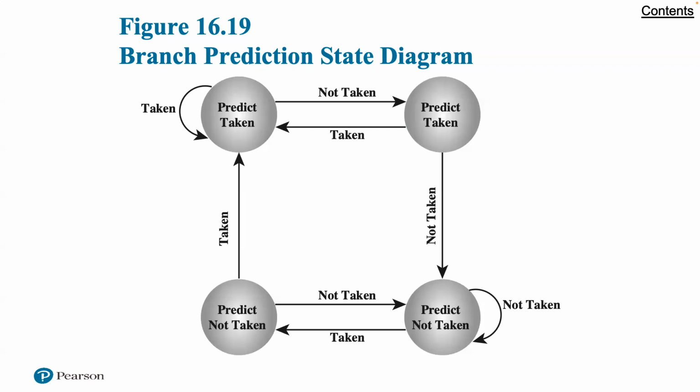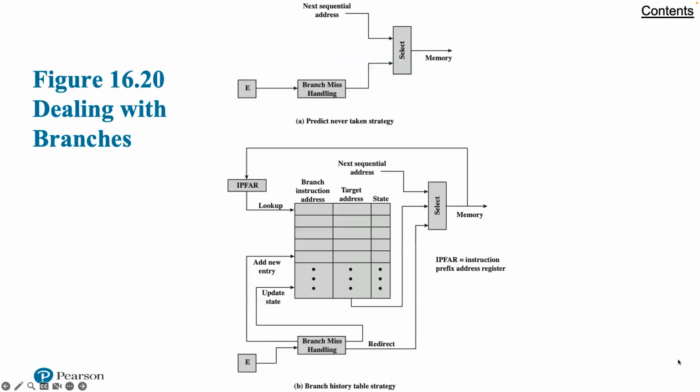Another possibility is for the third field to actually contain the target instruction. The trade-off is clear. Storing the target address yields a smaller table, but a greater instruction fetch time compared with storing the target instruction. Figure 16.20.